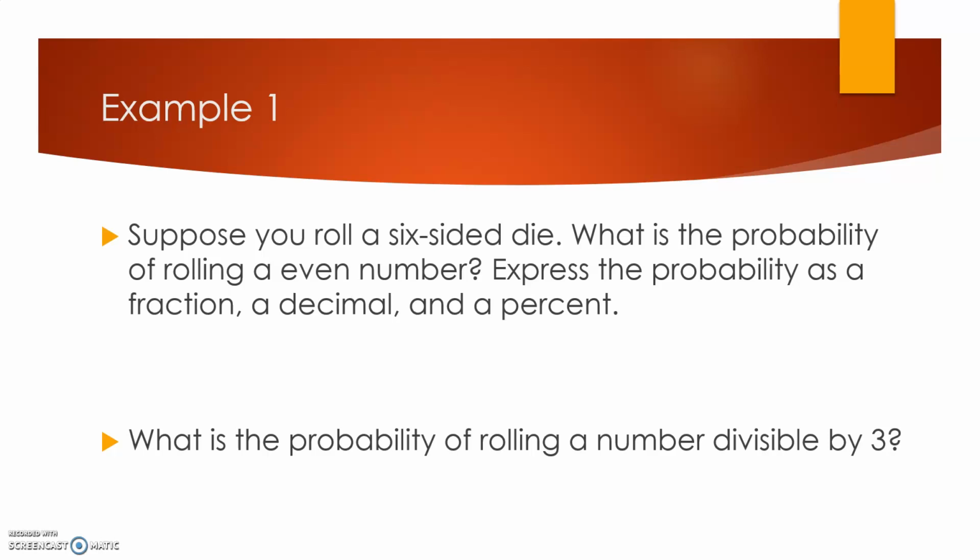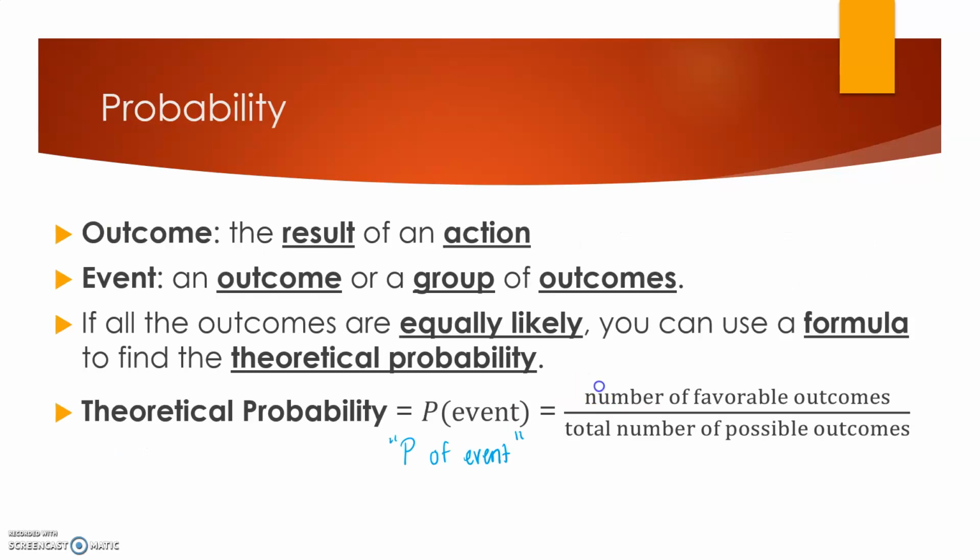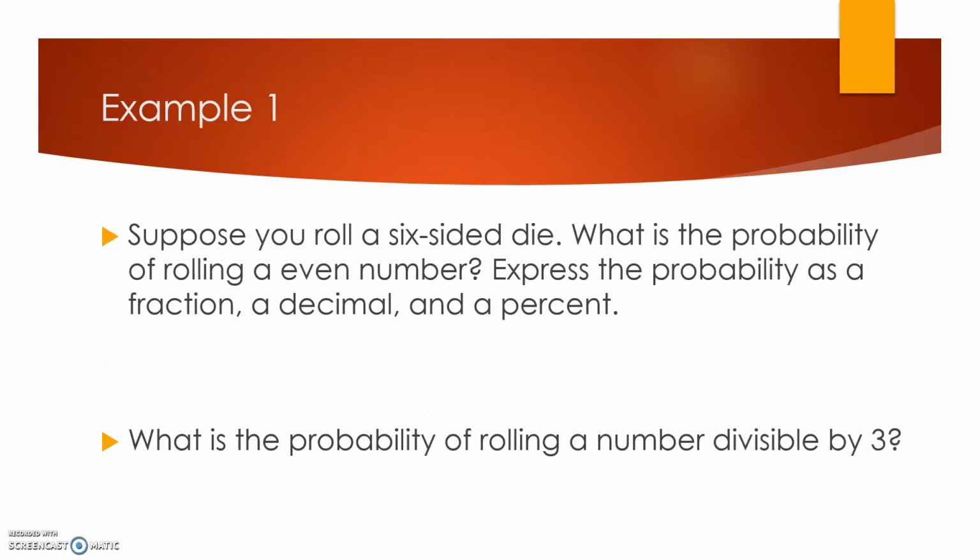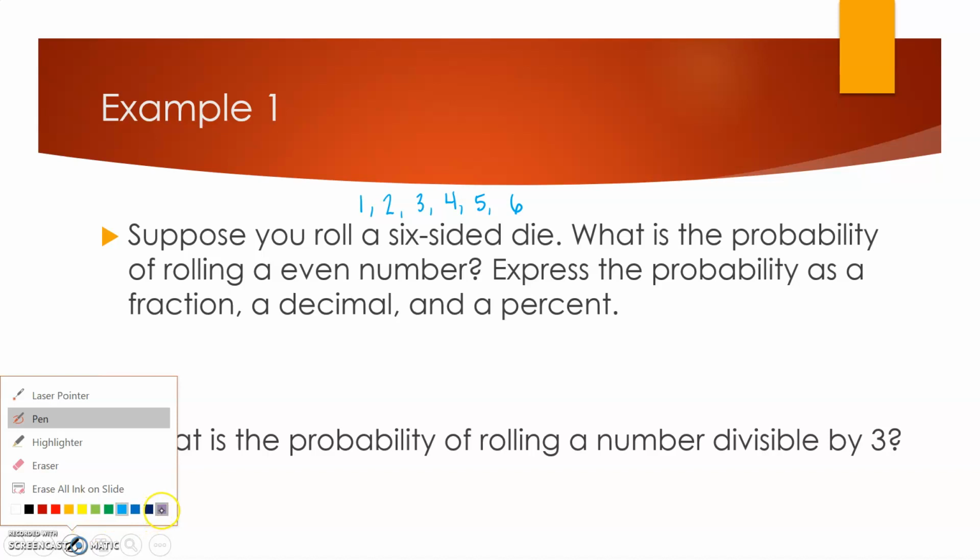So suppose you roll a 6-sided die. What is the probability of rolling an even number? Express the probability as a fraction, a decimal, and a percent. Well, a 6-sided die would be one of these, with possible outcomes where every outcome is equally likely. I am equally likely to get a 1, a 2, a 3, a 4, a 5, and a 6. No one side is more likely to happen than the other.